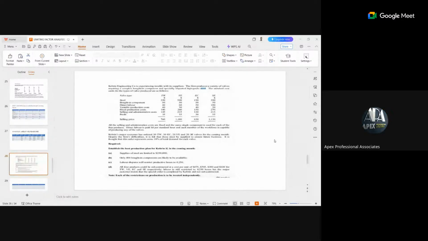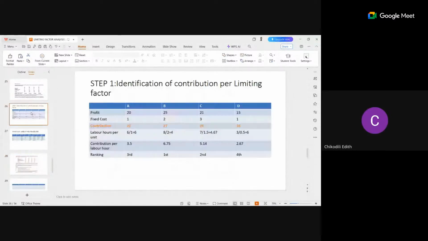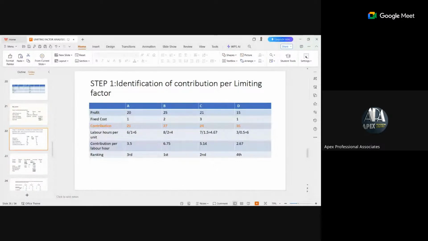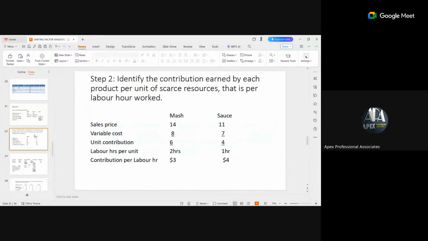Okay. Thank you. Please, how did you get the contribution per unit? Okay. Can somebody please respond to that? Yes, very fast, please. Yes, contribution per unit. You can easily get contribution per unit by... Sorry, no. I mean that of the labor hours per unit. That's what I'm saying, sir.